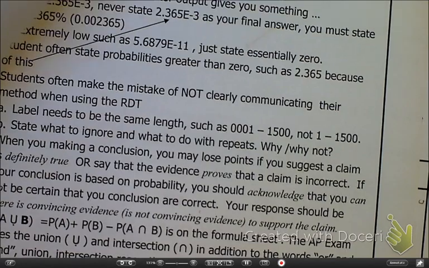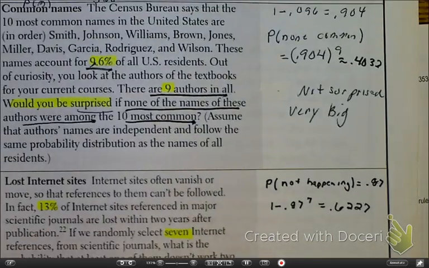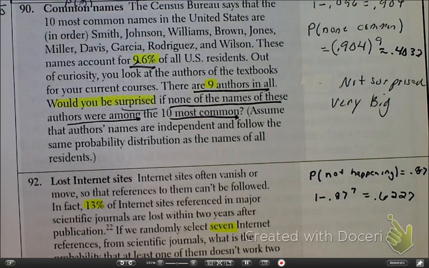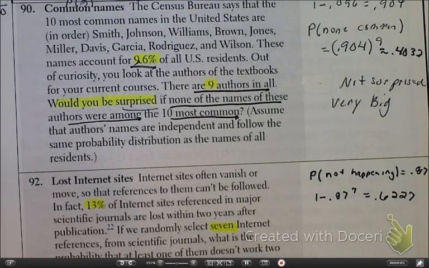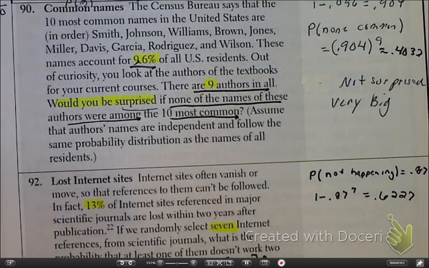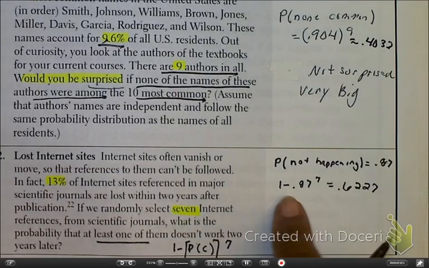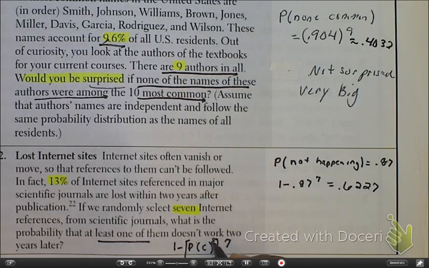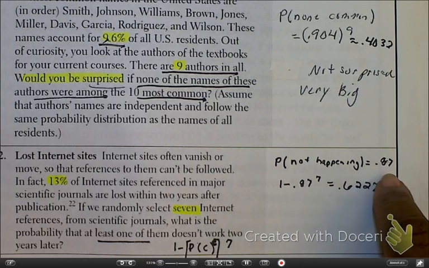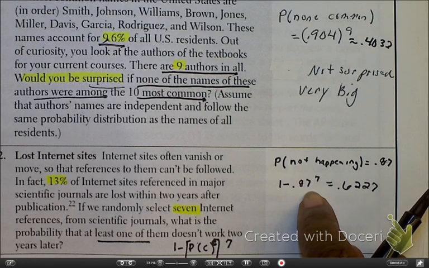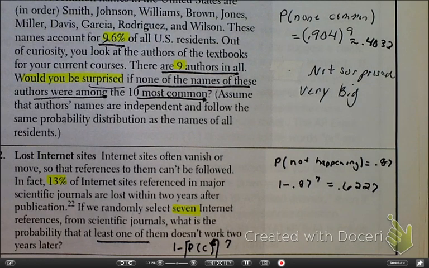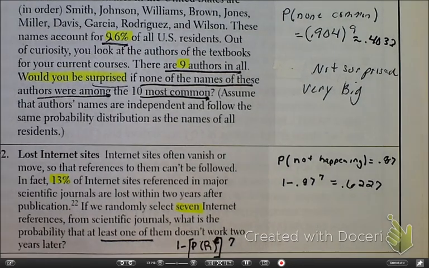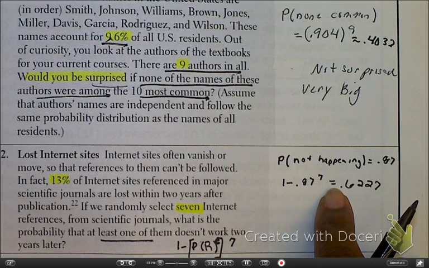Okay, now my last one on this page. Lost internet websites. If we randomly select 7 internet references, what is the probability that at least one does? Remember, this is 1 minus the probability of it not happening, and for it not happening, we want all 7 of them to not happen. So this is 1 minus, let me put a little complement right there. It happened 13% of the time, so it not happening is 87% of the time. So 1 minus 0.87 to the 7th power. Here the probability of it not referencing the Science Journal is 87%, and I'm looking at 7 different internet references.